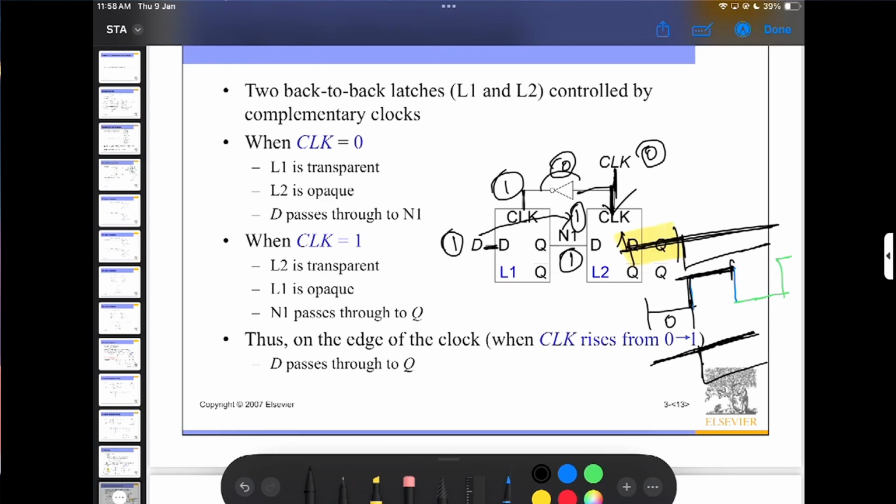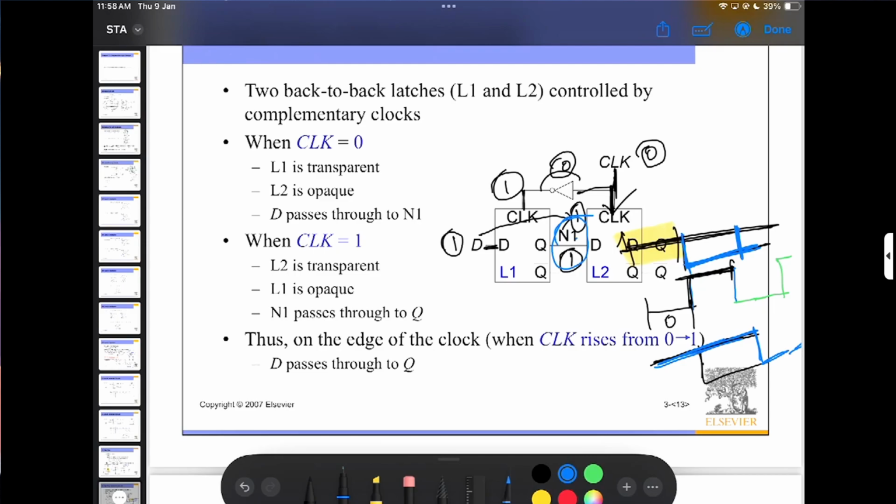And in the next cycle, suppose my output is like this. Initially this, and then this goes to this position, and again changes. So basically you can say it is a master-slave type of flip flop.